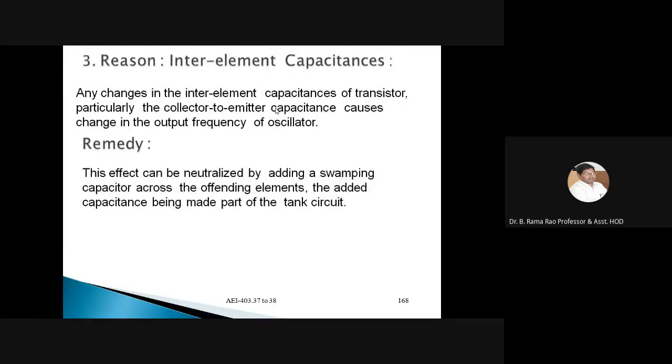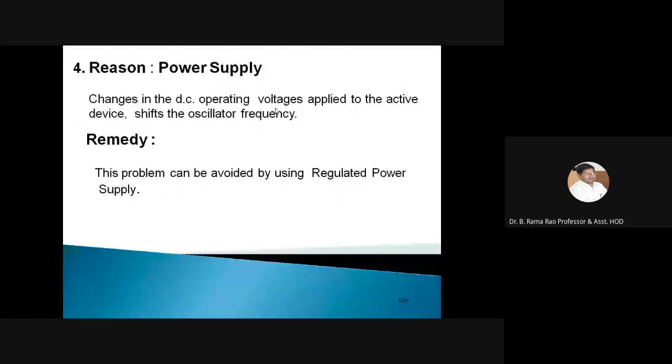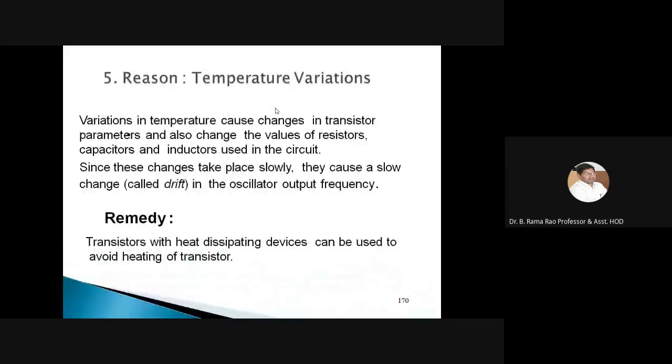Already we discussed inter-electrode capacitance. Another reason is the power supply. There is a change in the DC operating voltages. If there is a sudden change in VCC, the DC operating voltages change, so the active device shifts the oscillator frequency. Of course, this problem can be reduced by regulating the power supply. Another reason is temperature variations, which cause some drift.